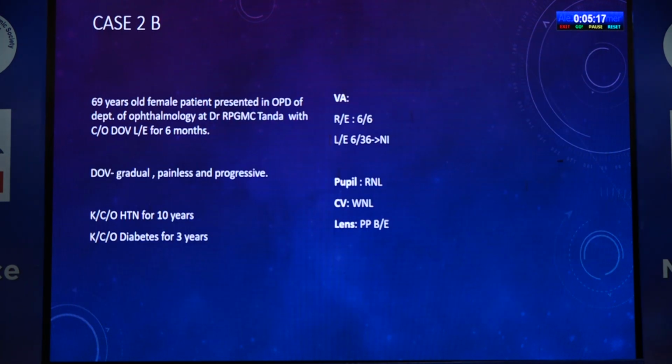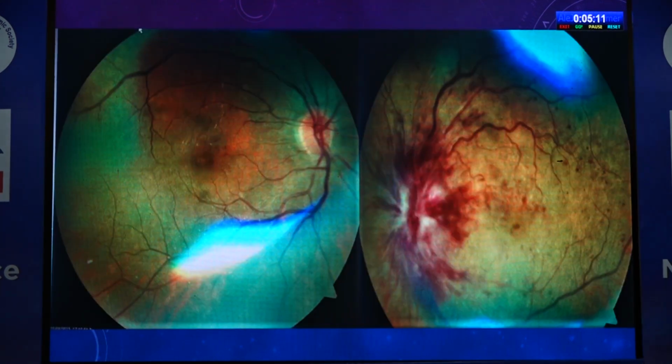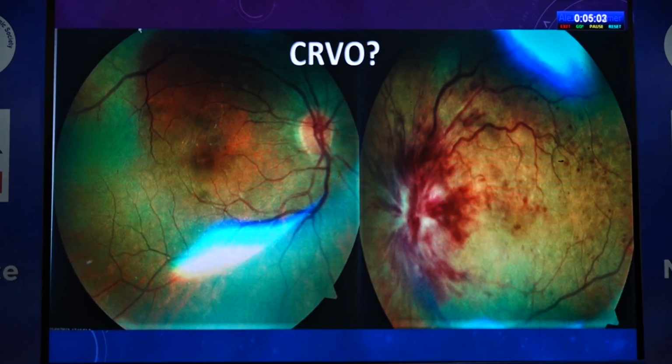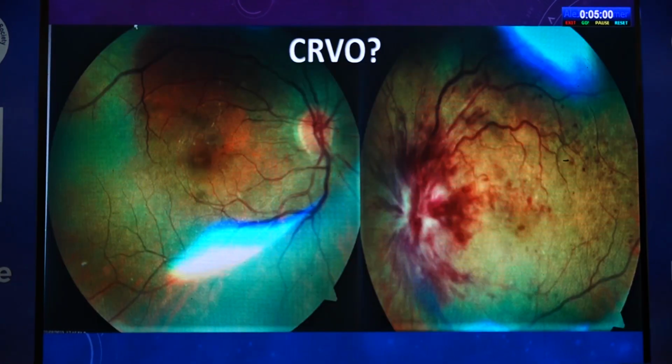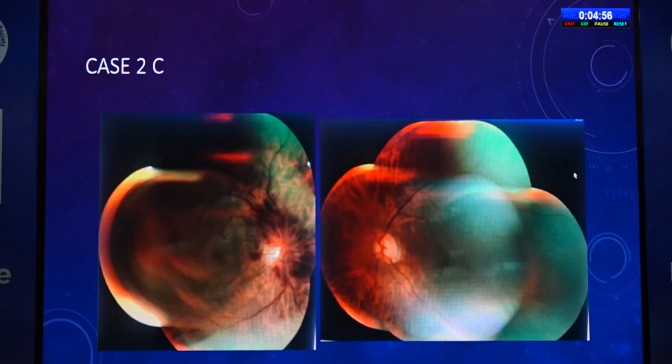The second patient was a female, again with similar 6/36 vision. On fundus examination, again there were intense hemorrhages over the left disc and some venous tortuosity, but the other eye was absolutely normal. Is it CRVO? But it was not a classical picture of CRVO. The hemorrhages were not that extensive and were confined around the disc only.